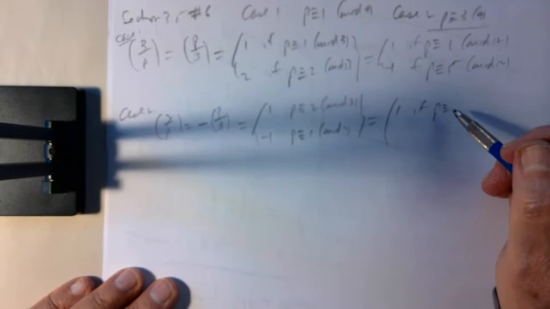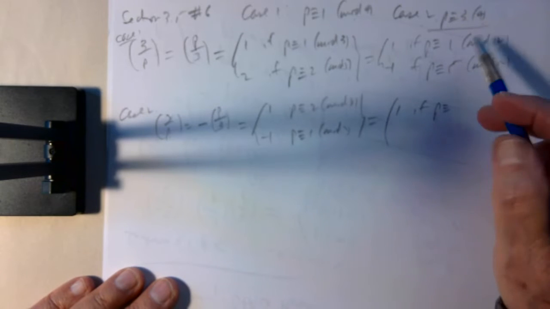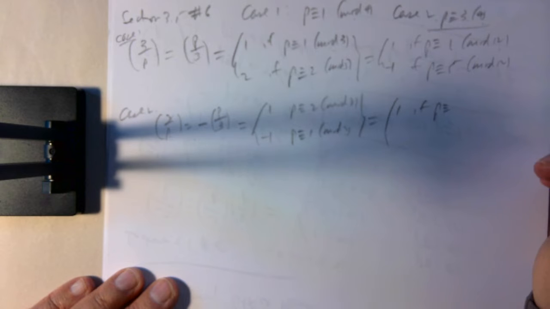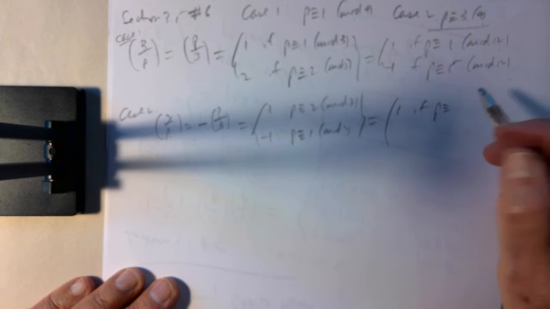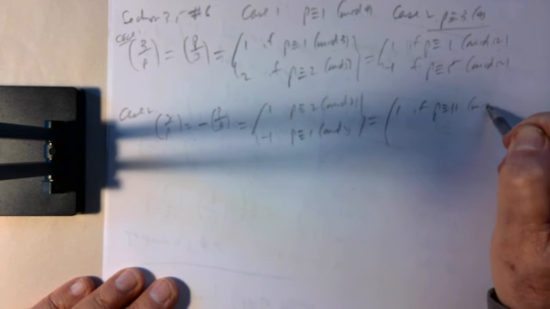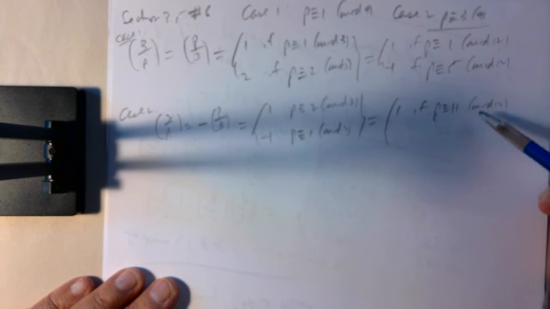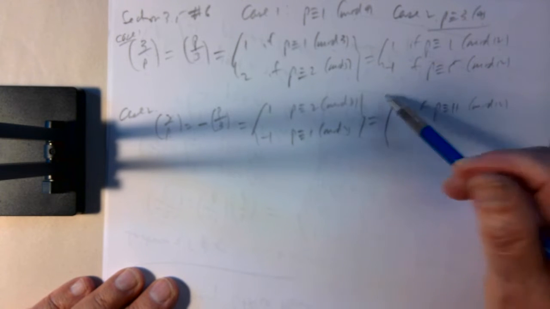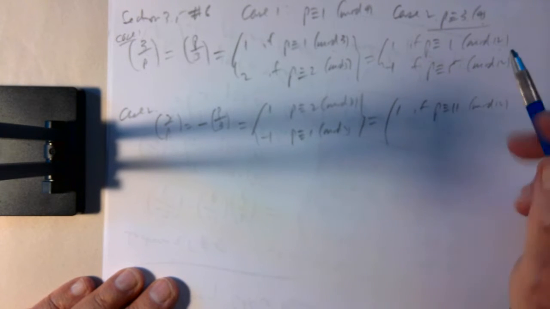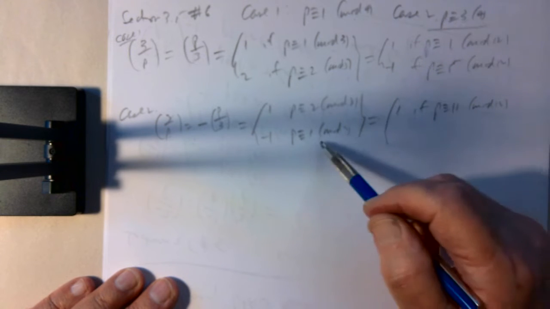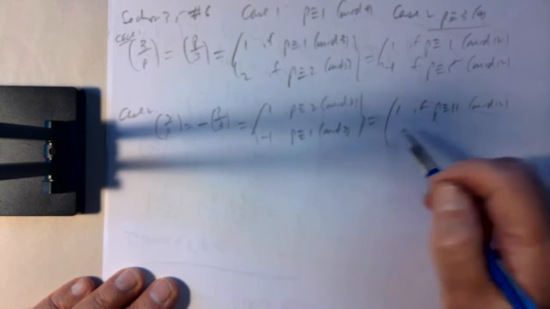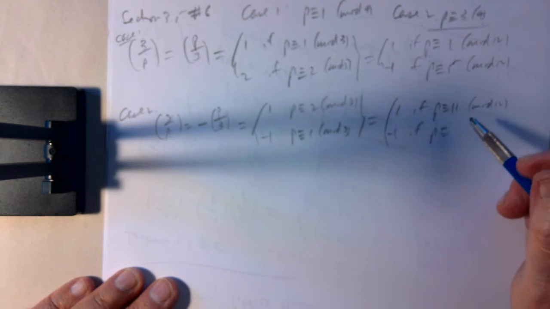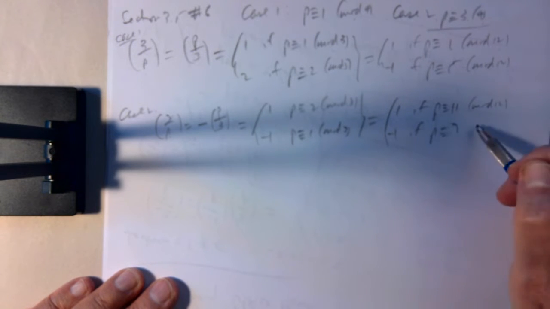So P congruent to 3 mod 4 and 2 mod 3, this is 1. What numbers are 3 mod 4 and 2 mod 3? 11. P congruent to 11 mod 12. So 3 mod 4 and 2 mod 3 means 11 mod 12. And 3 mod 4 and 1 mod 3 means P is congruent to 7 mod 12.